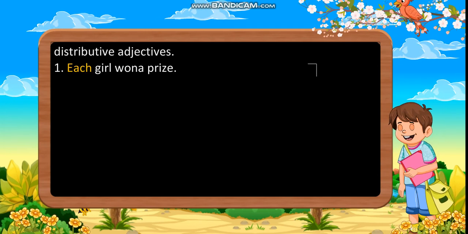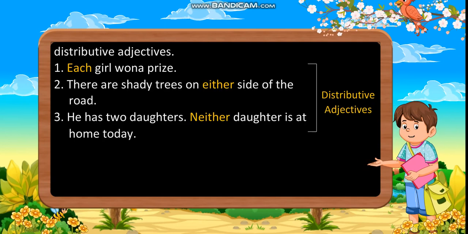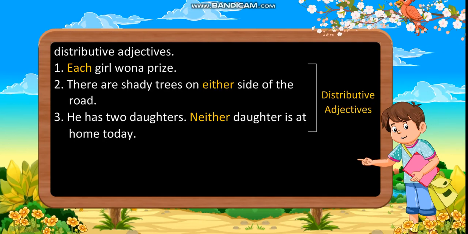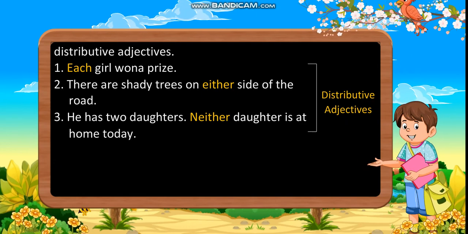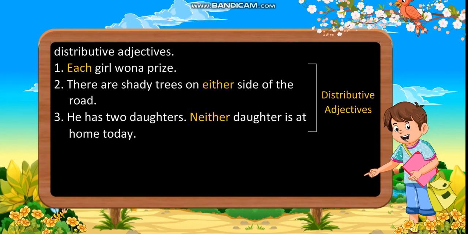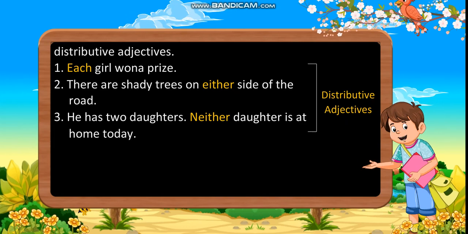First, each girl won a prize. Second, there are shady trees on either side of the road. Third, he has 2 daughters. Neither daughter is at home today.